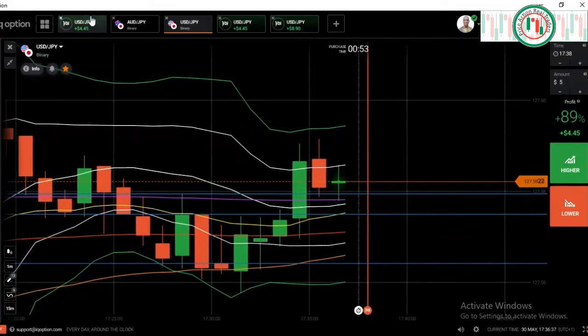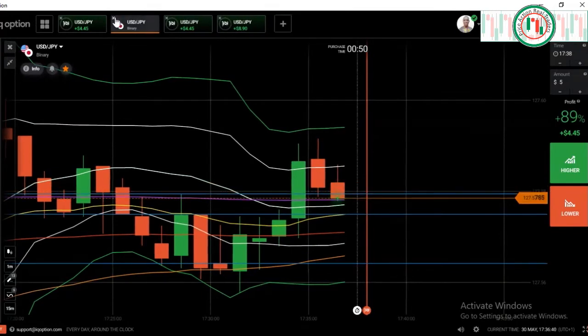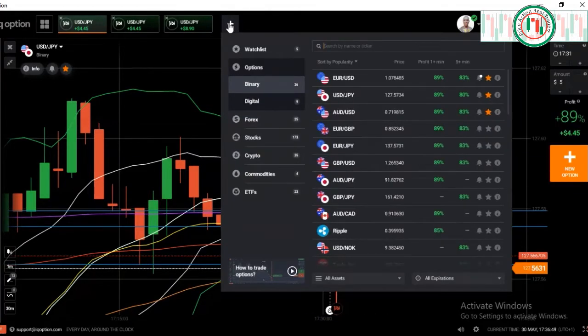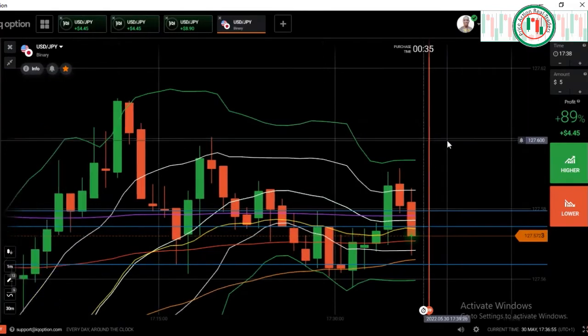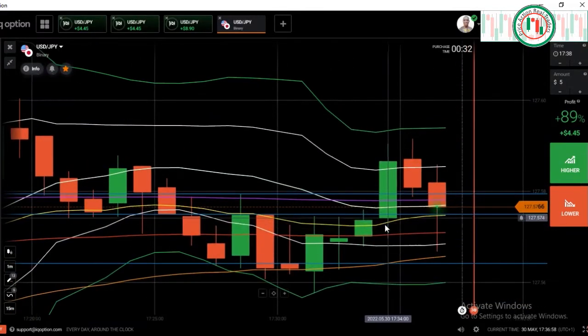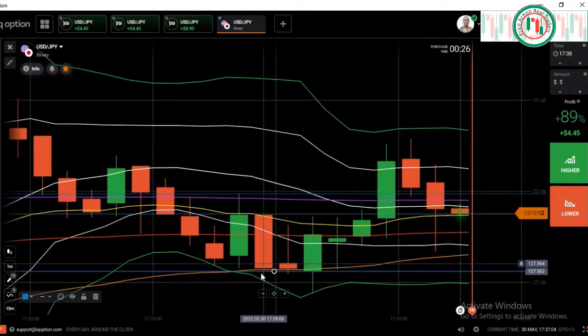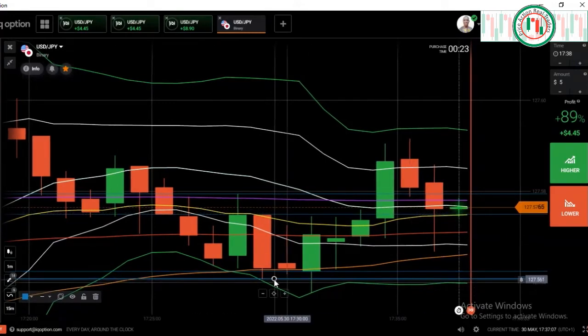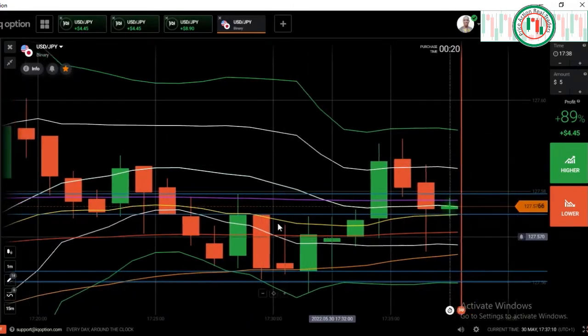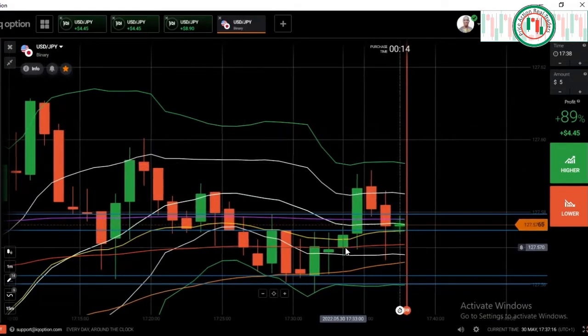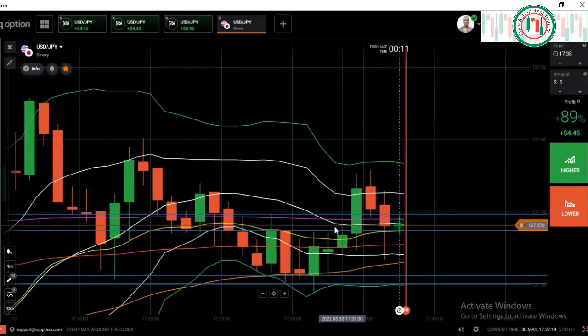Here is gap. You see gap. So you see here, this is another zone here. This zone is very strong here. Because of the ranging market, I will trade this zone. I will not trade here.